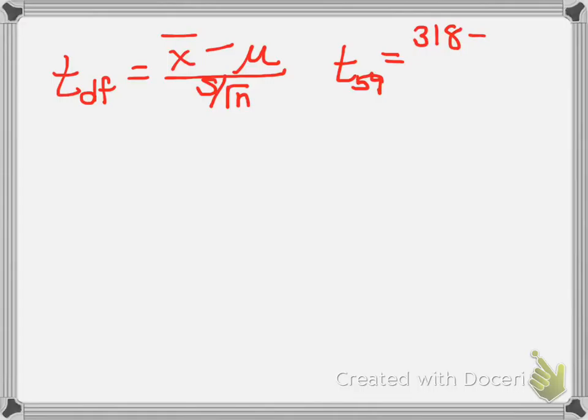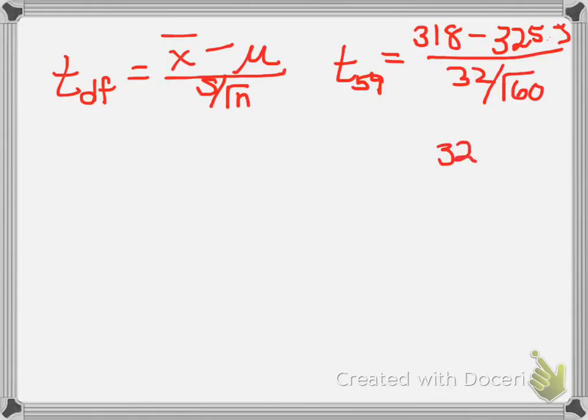Now minus my mu, what I had down, which is 325.5, divided by my standard deviation, which is 32 divided by the square root of 60. Okay, this is 325.5, this number up here, okay? All right, so now I'm going to go to my graphing calculator.